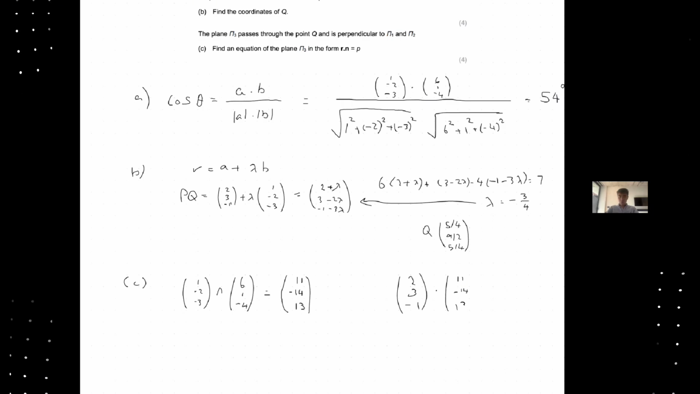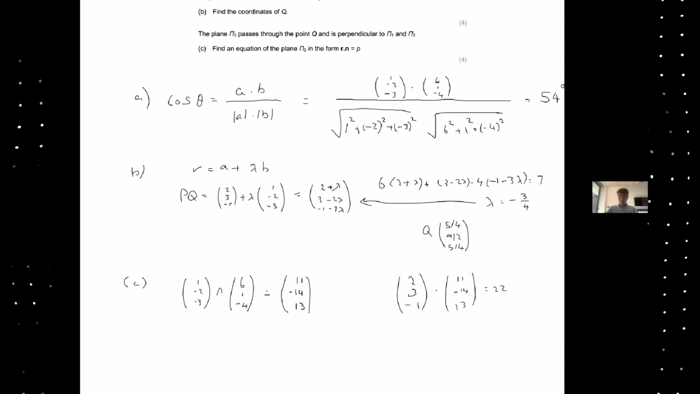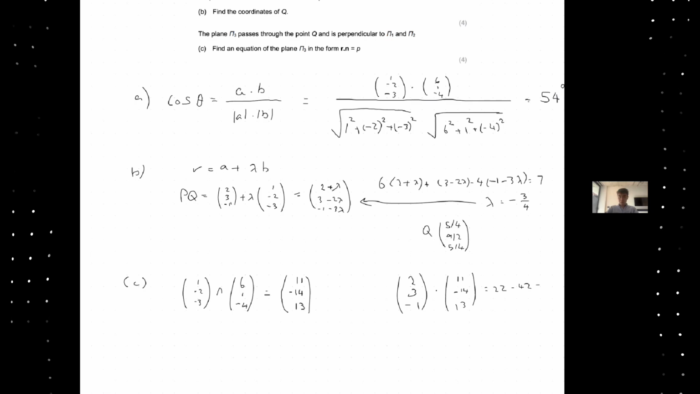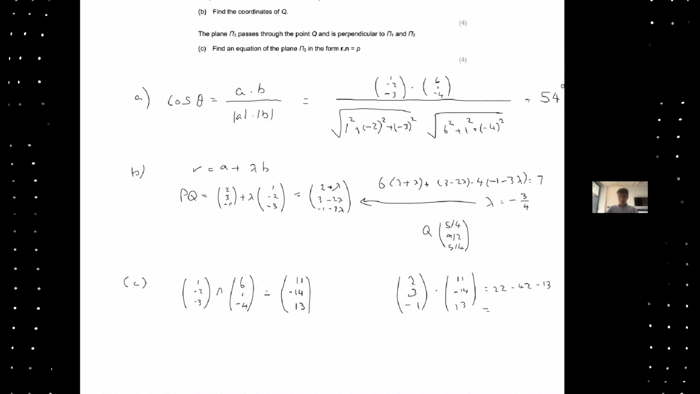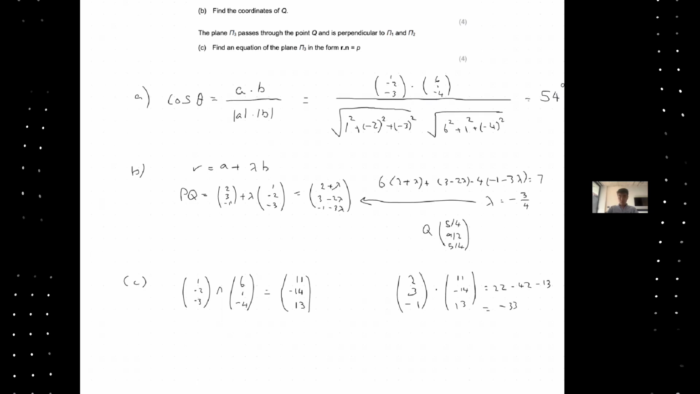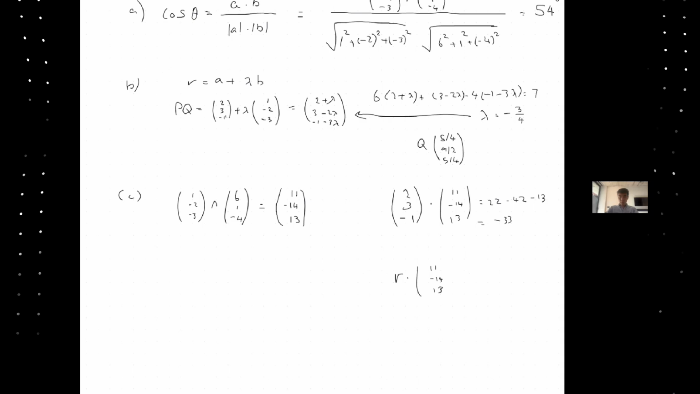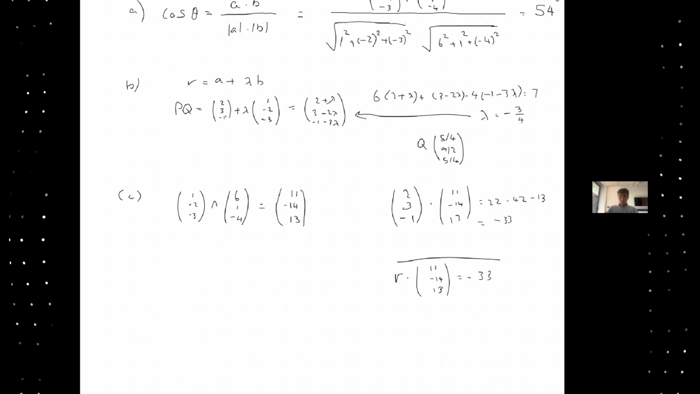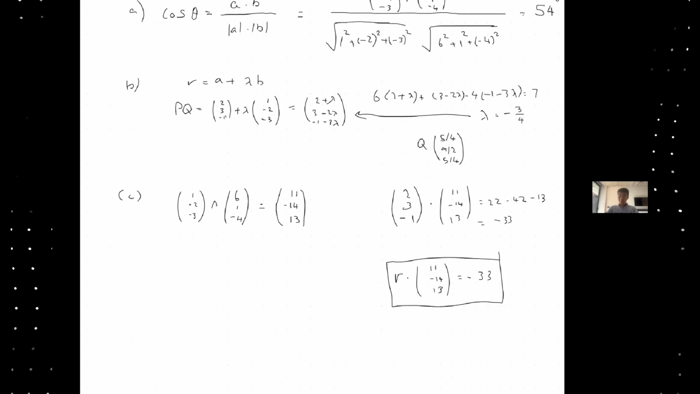So what do we have? Well, 2 times 11 is 22. 3 times minus 14 is minus 42. And minus 1 times 13 is minus 13. So that's going to give us minus 33. And that's p. So therefore, to give the equation of the plane, we can simply write that as r dot n, which is 11, minus 14, 13, equals p, which we just worked out to be minus 33. And that's how it's done.